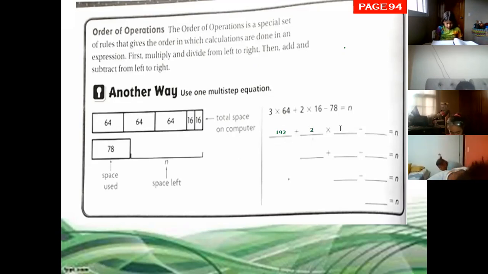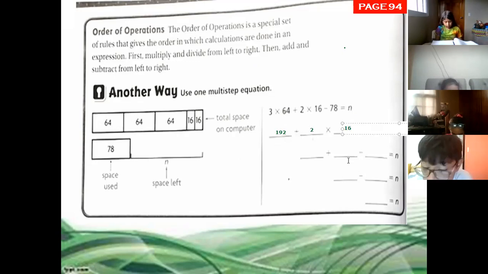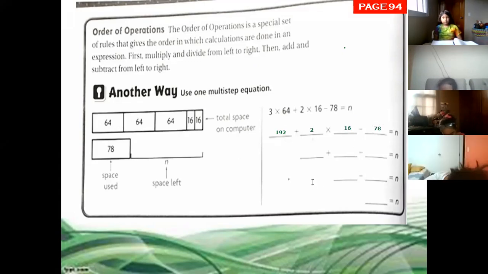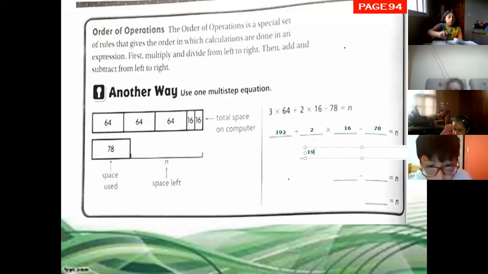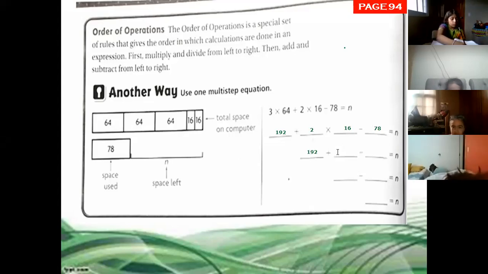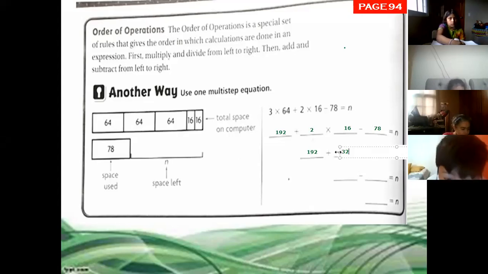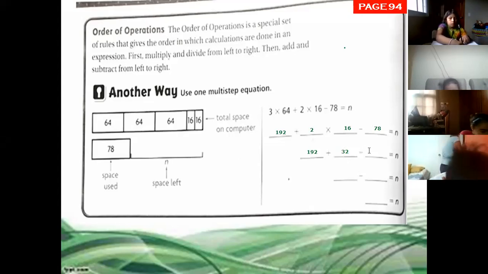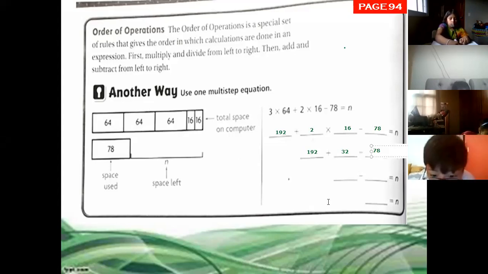300. Remember that I need to write again the same, the other multiplication, okay? 2 times 16 minus 28. 32. Then I write again the products, you see? 192 and minus 2 minus 78. Yes, 78. So what is that?